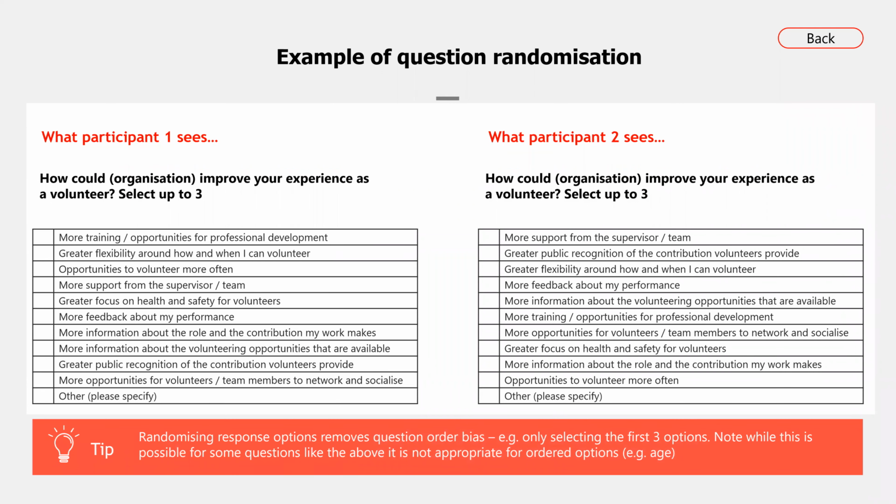Another tool that you can use is option randomisation. And the reason that we do this is to reduce order bias. And by that I mean respondents might only pay attention to the first few statements and then they tune out and they don't read the other statements properly.